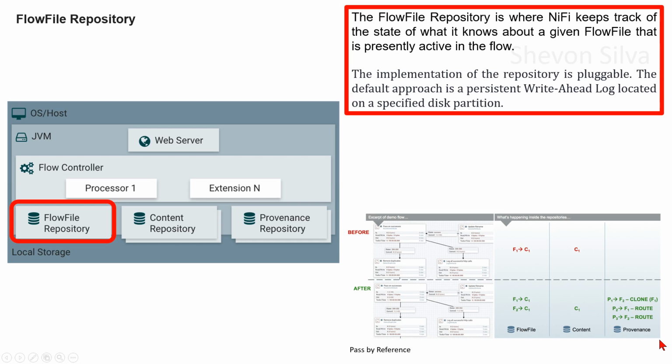The provenance repository documents the change that occurred, which includes the clone and two route events. Each of these events has a pointer to the relevant content and contains a copy of the respective flow files in the form of a snapshot.